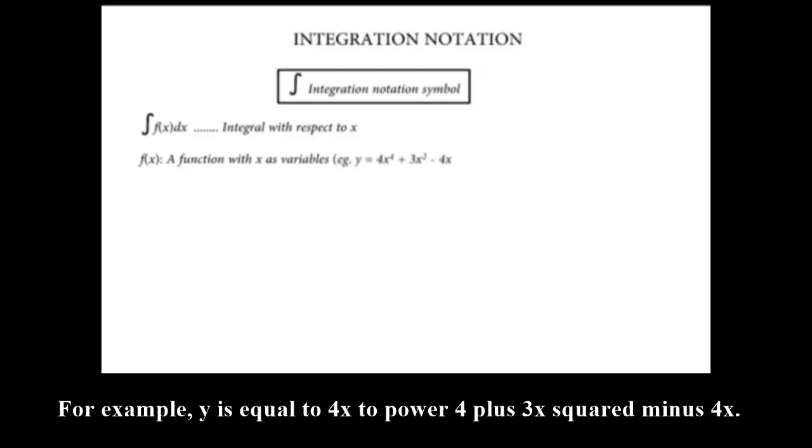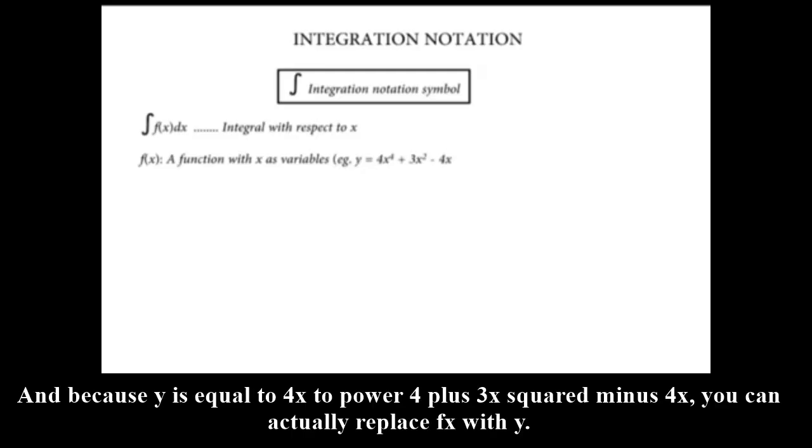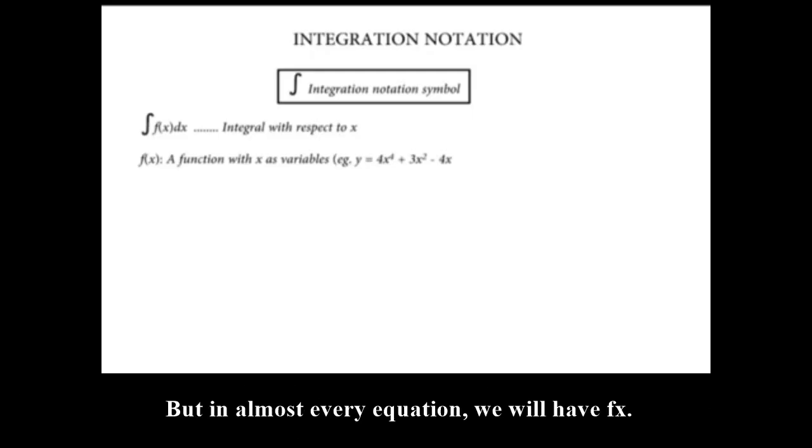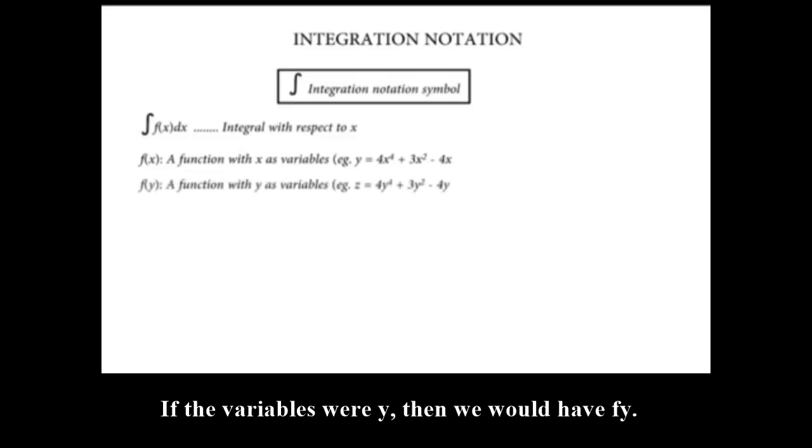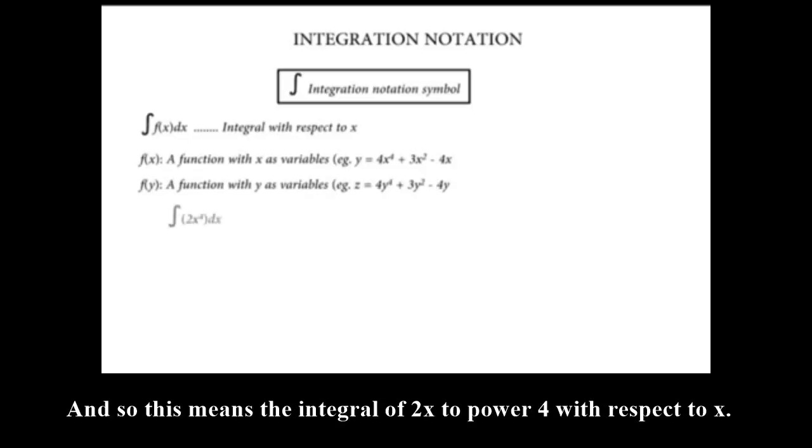For example, y is equal to 4x to power 4 plus 3x squared minus 4x. And because y is equal to 4x to power 4 plus 3x squared minus 4x, you can actually replace f(x) with y. But in almost every equation, we will have f(x). If the variable were y, then we would have f(y). And so this means the integral of 2x to power 4 with respect to x.